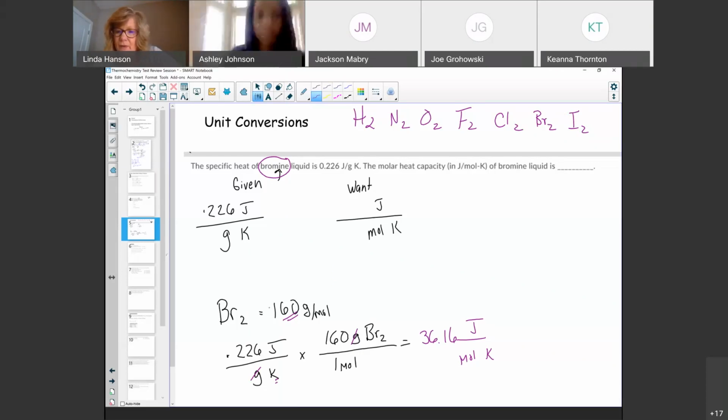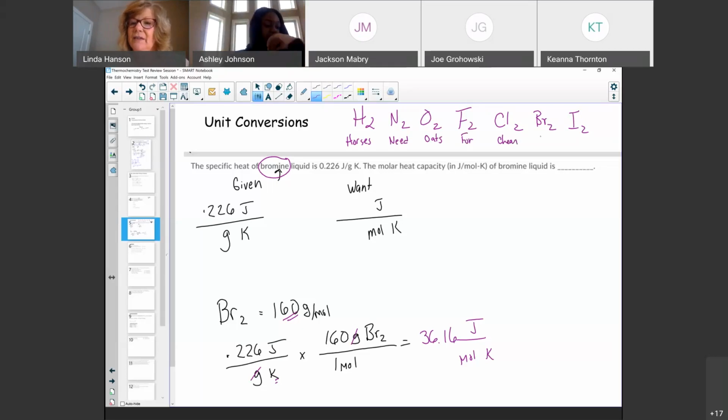Hi, what's the saying again for the diatomic elements? The saying you had, yes. I read it as: horses need oats for clear brown eyes. I think there's quite a few mnemonic devices that help remember, but that's the one that sticks in my head.